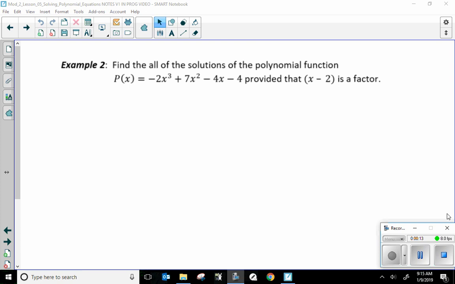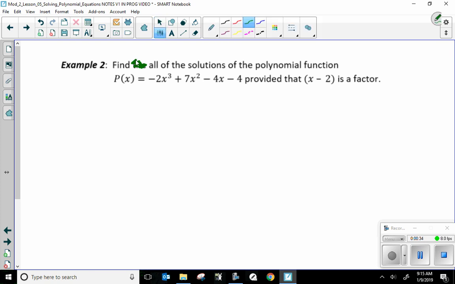Okay, so example 2 says, find, I like this wording, find the all. Instead of find all of the, it says find the all. It's fantastic. We're just going to cross that out and pretend it didn't happen. Okay, find all of the solutions of the polynomial function. Okay, keep in mind solutions, they mean zeros, x-intercepts, whatever.